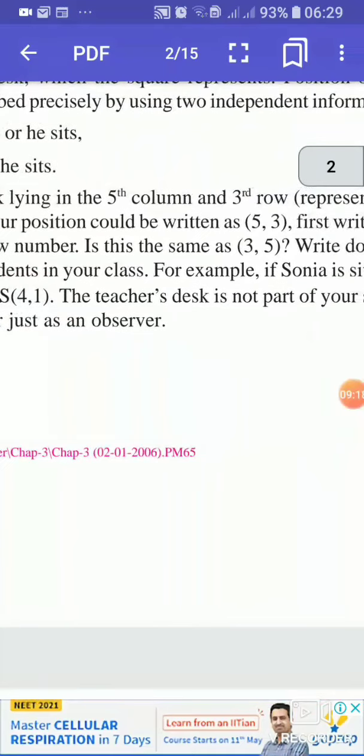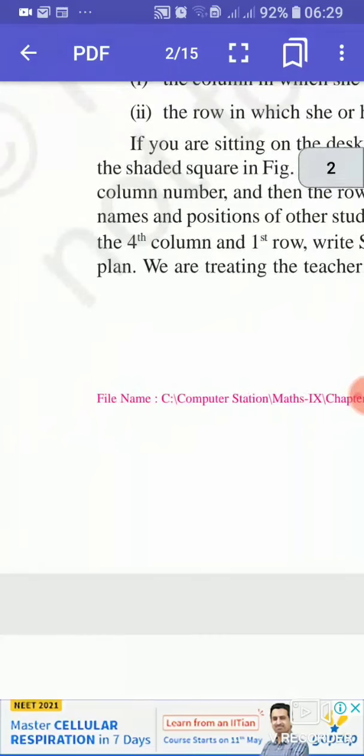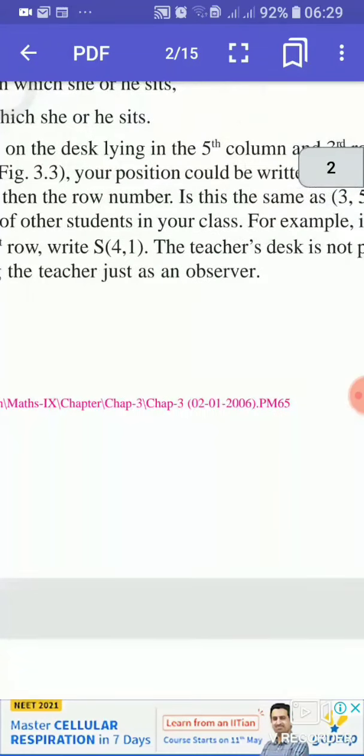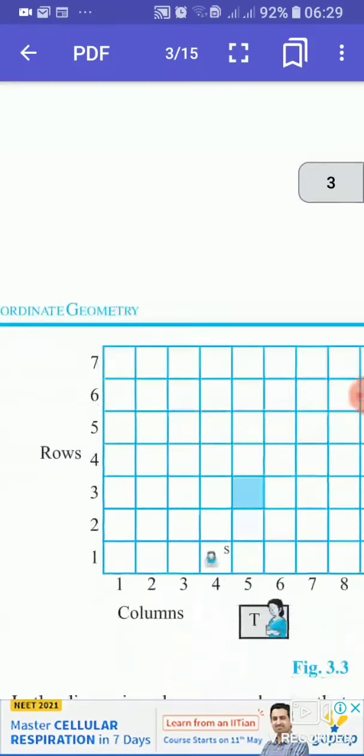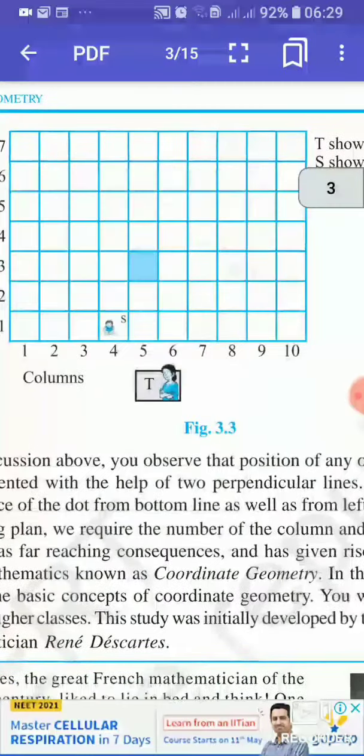The teacher's desk is not a part of your sitting plan. We are treating the teacher just as an observer in this activity. So I have already told you this one. This figure is very important for this activity.